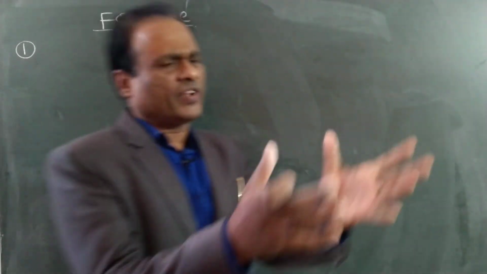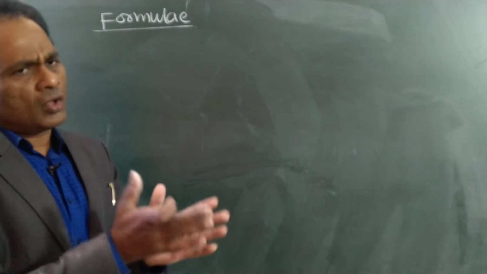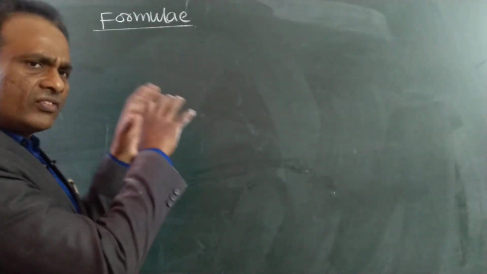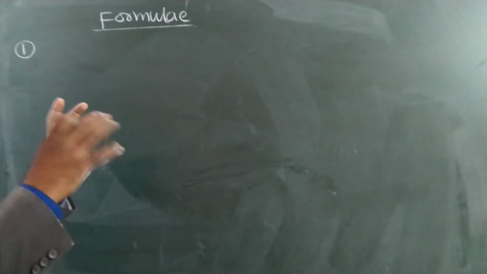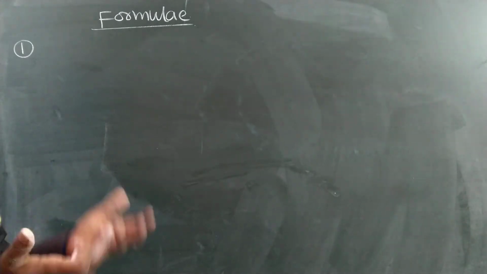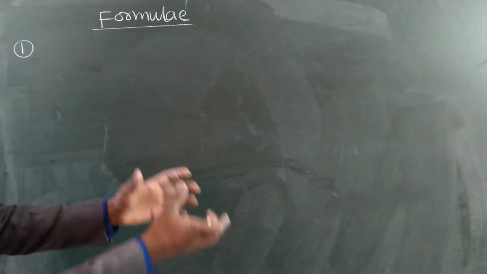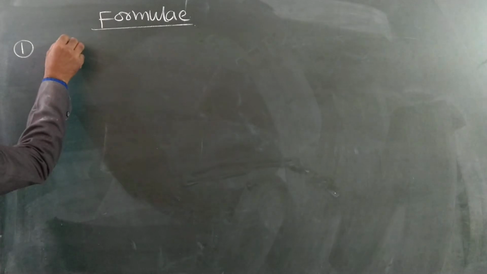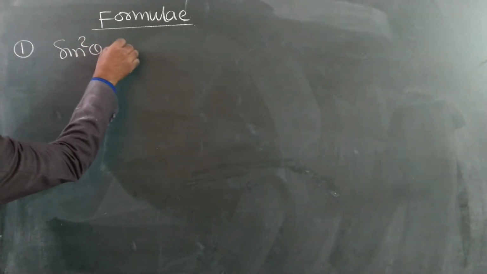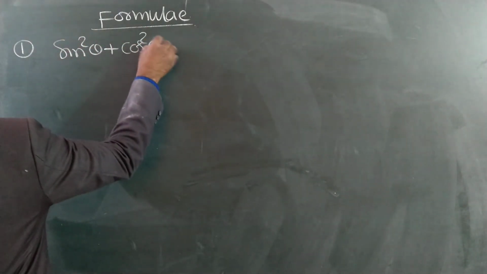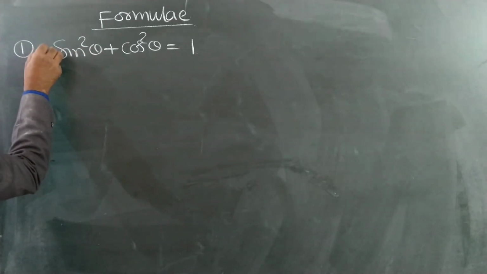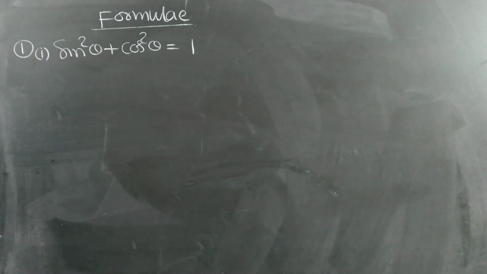Students, just now we derived three identities. Now I am writing all the identities systematically, so that you can practice. Same formulas I am writing once again. What is the first identity we derived? Sin square theta plus cos square theta is equal to 1. This is the first identity I derived.